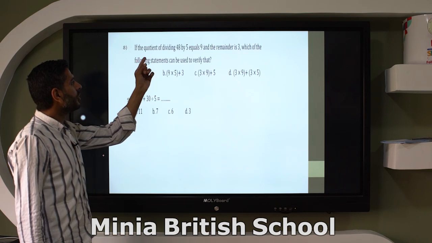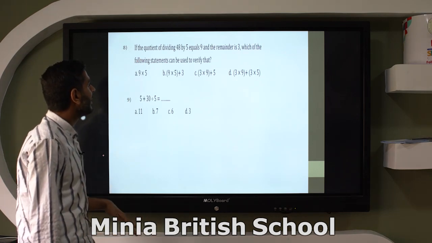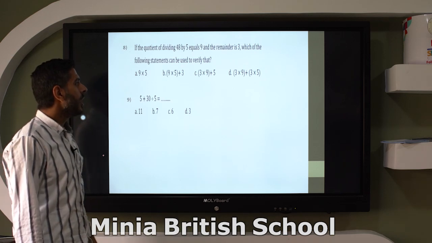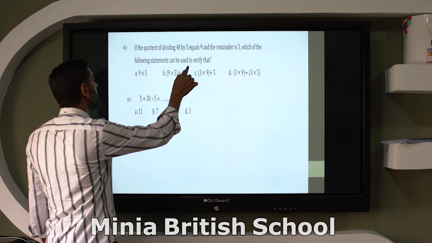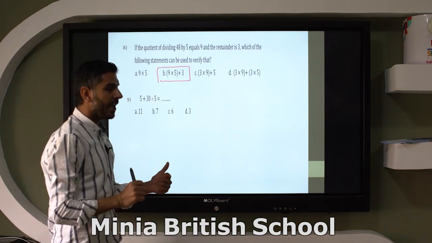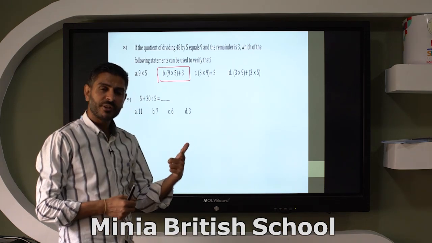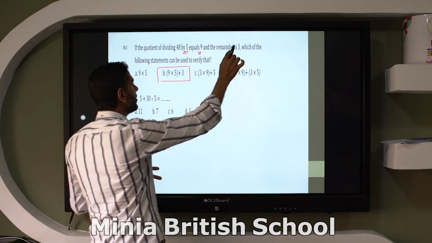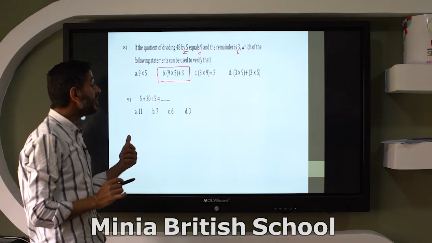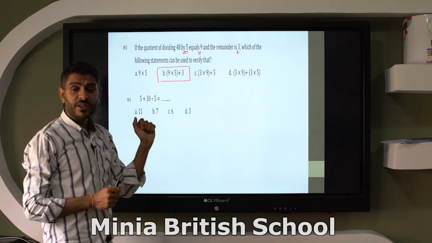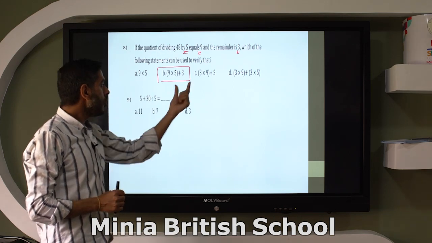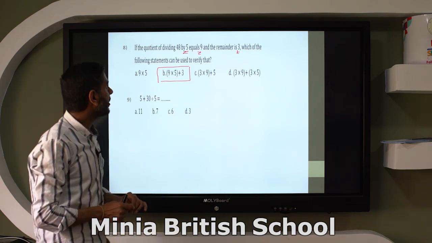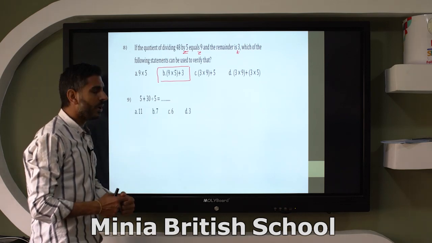If the quotient of dividing 48 by 5 equals 9 and the remainder is 3, which of the following statements can be used to verify that? Here the answer will be letter B. How? Because the dividend equals quotient times divisor plus remainder. Here 5 times 9 plus remainder 3 equals 48, and you can check your answer. 9 times 5 equals 45, plus 3, 48. What about this one? 3 times 9 equals 27 plus 5 equals 32, not equal to 48. And this one the same.